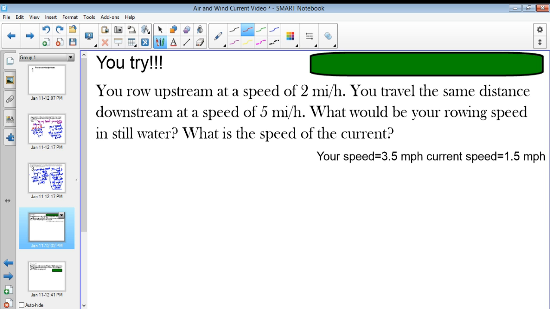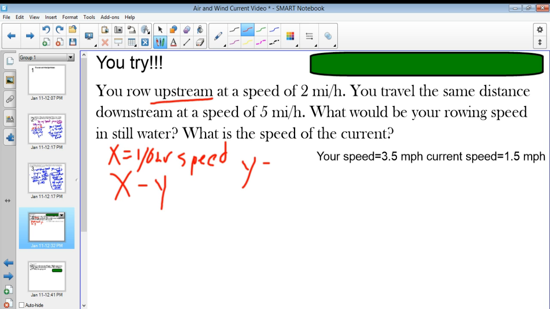So you're rowing up, and this one actually tells you, we don't know anything about the distance, but we're already told what the speed is. So upstream, again, we know that means x minus y, if x is your speed and y is the current speed. So that is equal to 2 miles per hour.